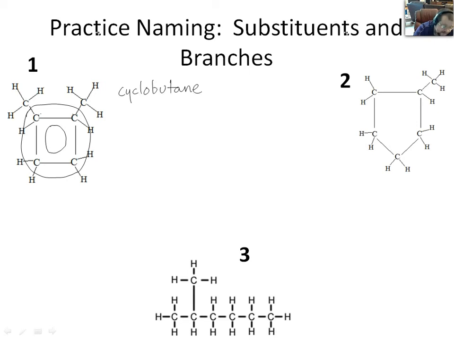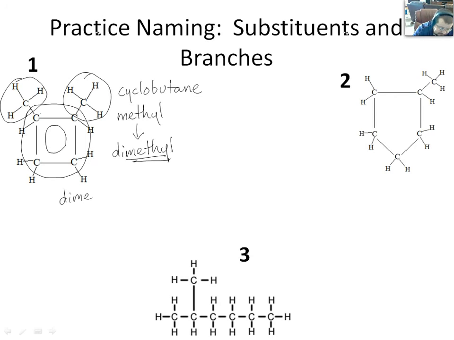And let's look at what's hanging off. I've got 1, I've got 2, I've got 2 groups hanging off, and each group has 1 carbon attached. Our prefix for 1 was methyl, but I have 2 of them, so I'm going to call that dimethyl. So going in order, we should say what's hanging off. Dimethyl is hanging off. I have 2 methyl groups. And what is it hanging off of? It's hanging off of a cyclo, because it's in a cycle, butane.